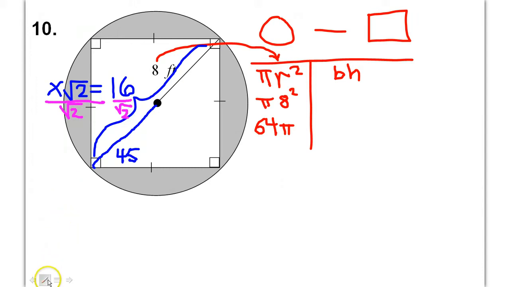If I do that, I'm going to get x equals 8 radical 2. That's the leg. That's the side of the triangle. That tells me that this is 8 radical 2. And since it's a square, that means this is also 8 radical 2. So when I go to do base times height, that means I will have 8 radical 2 times 8 radical 2.